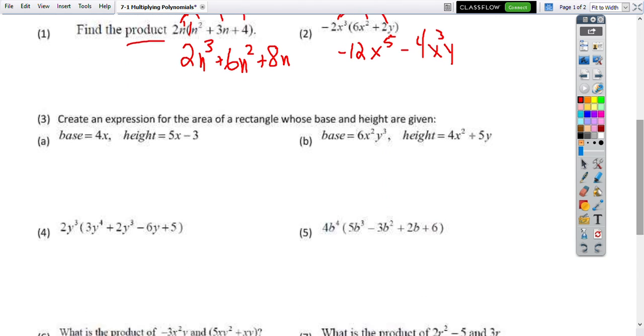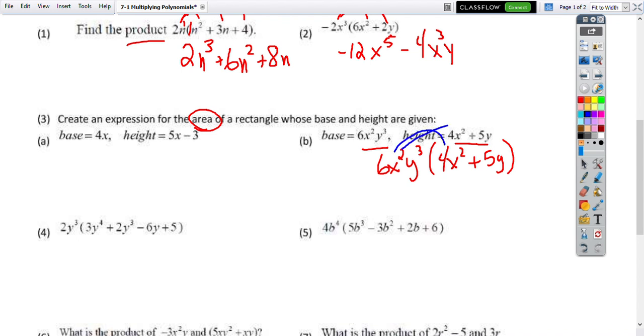Okay, for area, remember it's just length times width, so we're just going to multiply. So we'll do question B here. If we're going to multiply these together, I'm doing 6x squared y cubed times 4x squared plus 5y. And if you notice, these are two quantities, so I'm using parentheses here. And then we're just going to distribute into both.